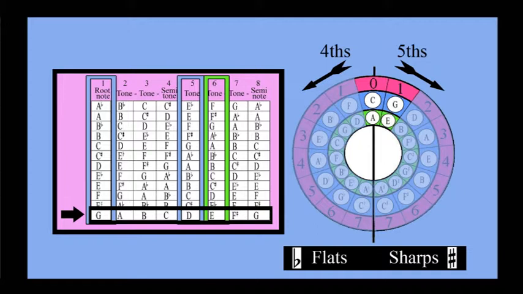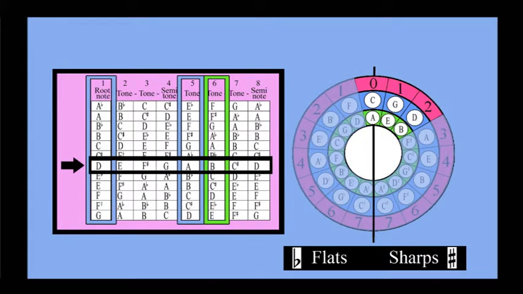We now repeat the same process again. The 5th note in the major scale of G is now D. We can now go to the major scale in the key of D. We can now enter number 2 into the pink segment. D can be entered into the blue ring and B can be entered into the green ring.